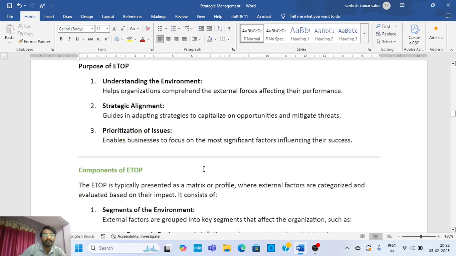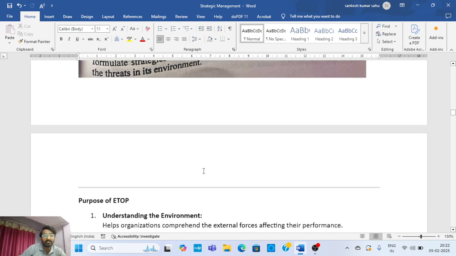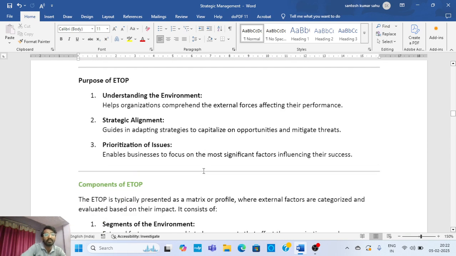Okay, and next we discuss the purpose. Okay, what is the purpose of ETOP? Like understanding the environment. First one, environment को समझने की कोशिश करेंगे, which definitely helps the organization to comprehend the external forces affecting their performance. That's our main purpose, understanding the environment.